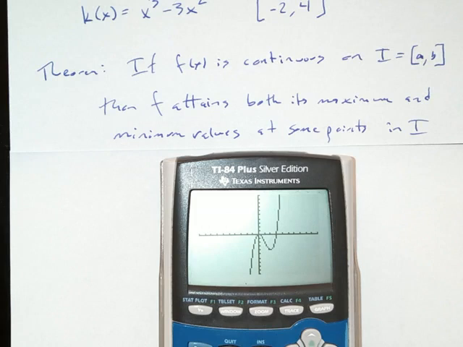Slopes of tangent lines. At (0, 0) and at (2, -4), what do our tangent lines look like? Horizontal lines. What's the slope of a horizontal line? 0. Vertical lines don't have a slope. Horizontal lines do have a slope, it just happens to be 0.